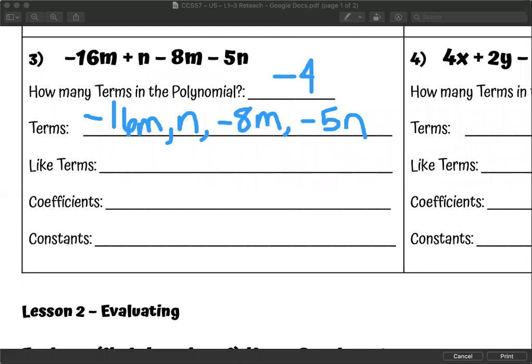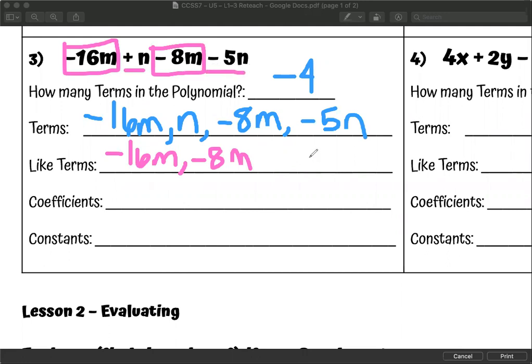Let's look at our like terms. We've got a -16m. Does anything else have an m in it? Yeah, the -8m. So -16m and -8m. I see I've got n, or actually, sorry, I have an n here and I have a -5n. So that is also a pair of like terms. Now I'm looking for my coefficient, so I'm going to highlight, keeping with the same color.